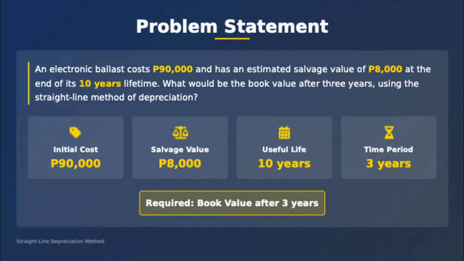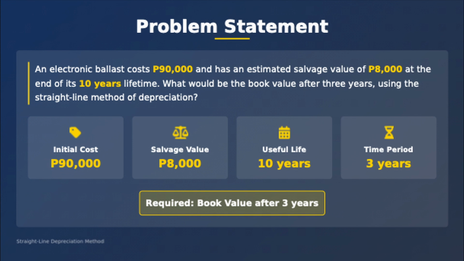So for the practice problem, an electronic ballast costs 90,000 pesos and has an estimated salvage value of 8,000 pesos at the end of its 10 years lifetime. What would be the book value after 3 years using the straight line method of depreciation?